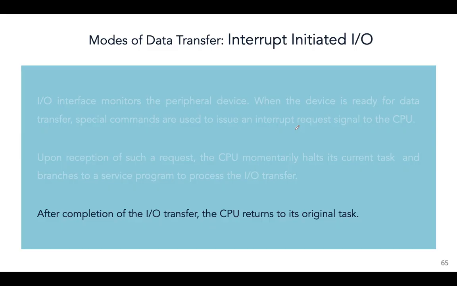This is a much better method than programmed IO. So instead of having the CPU repeatedly keep checking all the flags of all the peripheral devices to see if someone needs some kind of data transfer, the device that needs any kind of data transfer will issue an interrupt signal through the interface to the CPU. CPU will go about its normal business, and when it receives such an interrupt, it will pause its current operation for a moment. It will go check out the device, what it needs, it will take care of that data transfer, and then after the completion of that side job, it will come back to its main task. So a much better utilization of CPU's time.